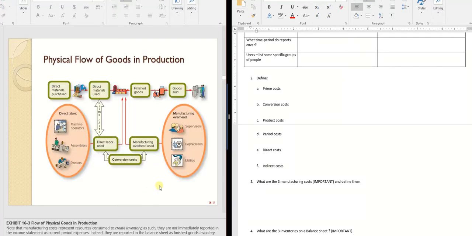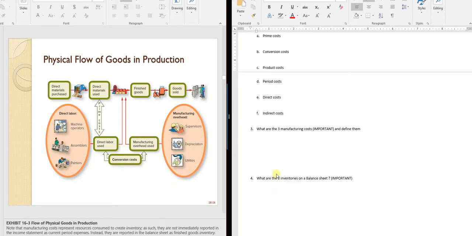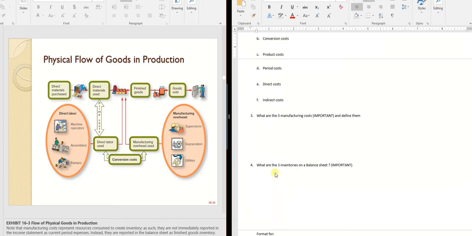Okay, so you can see that I'm going to skip down here, and we're going to come back to these. But what are the three inventories on the balance sheet? Notice there's a cost flow. When I buy things, they go into direct materials inventory. After direct materials inventory, they come out of direct materials, hold on, because it goes to work in process to finished goods. So our three inventories are direct materials, work in process, finished goods. We'll come back to that later.